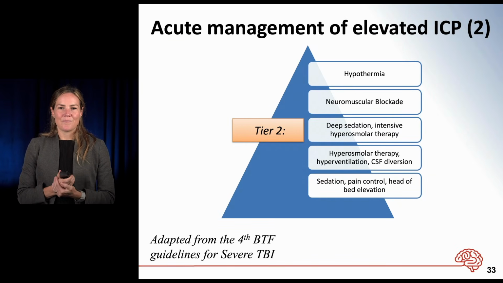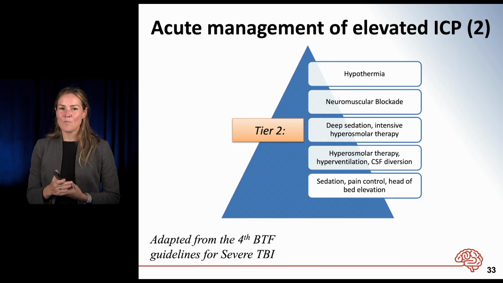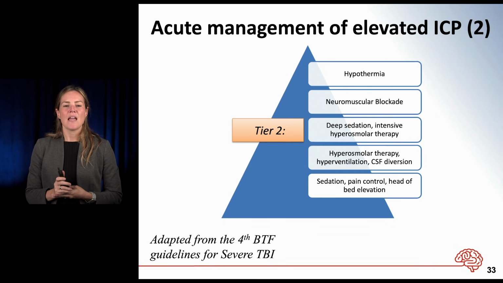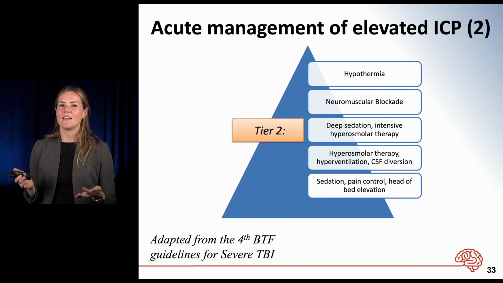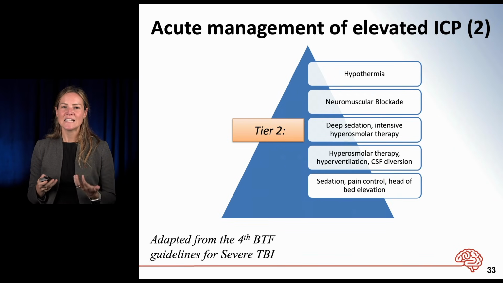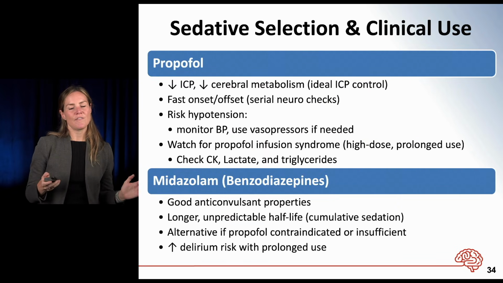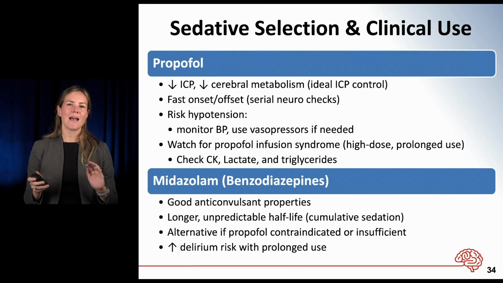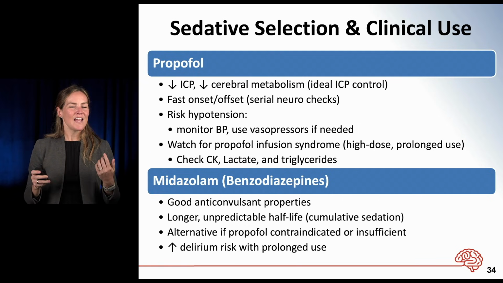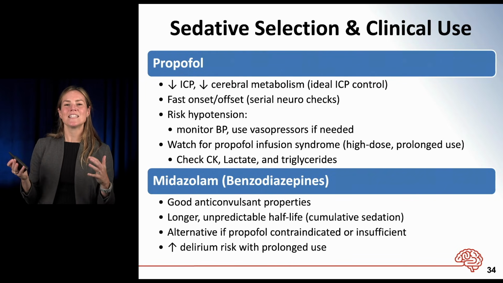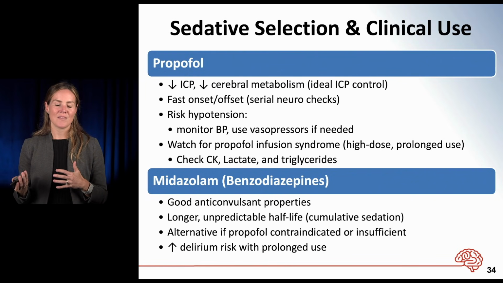Moving right along. So if even with hyperosmolar therapy, hyperventilation, and CSF diversion, and don't worry, we're going to get into CSF diversion in just a minute, you're still worried about ICP, then our next role is deep sedation and intensive hyperosmolar therapy. So again, we're now moving from just making sure the patient is not biting on the ET tube, that they're not bucking the vent. Now we are using sedation as a way to control ICP.